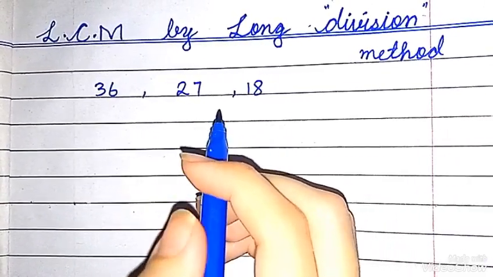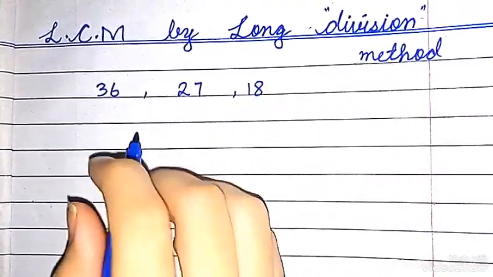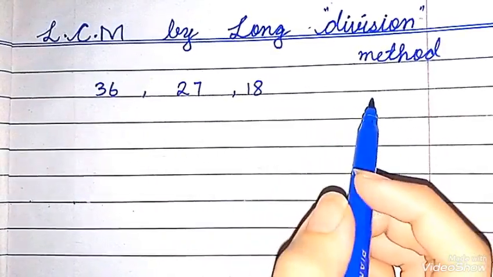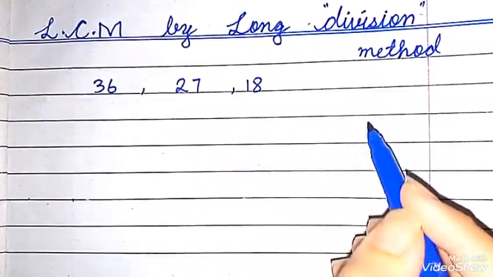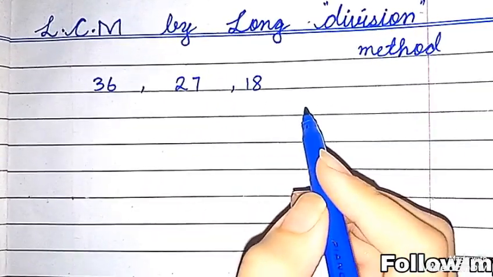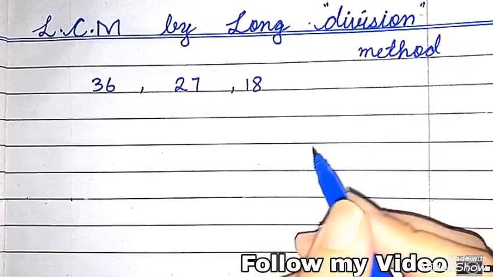So our topic today is LCM by the long division method. In our previous videos we discussed two ways of finding LCM: prime factorization and the multiples method. Today's topic is the division method. We have to find the LCM by the division method. This is similar to the prime factorization method.